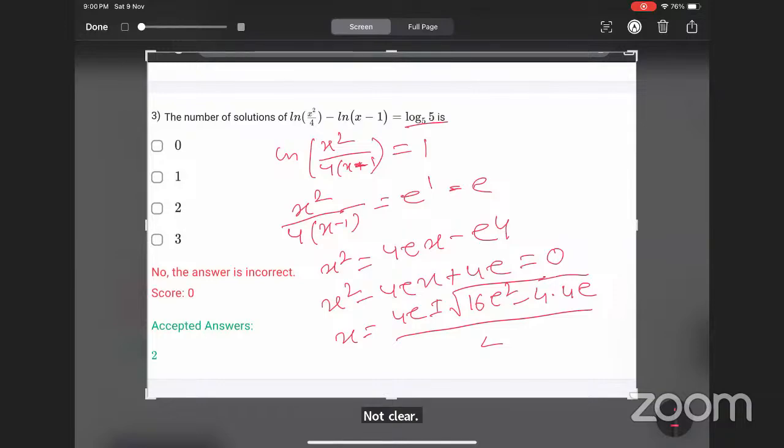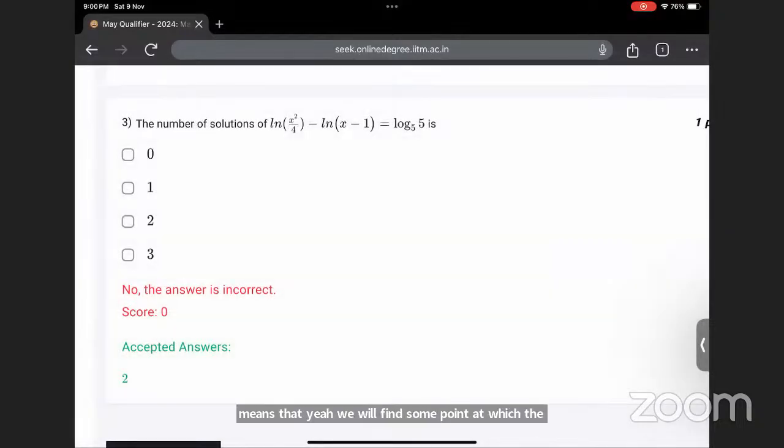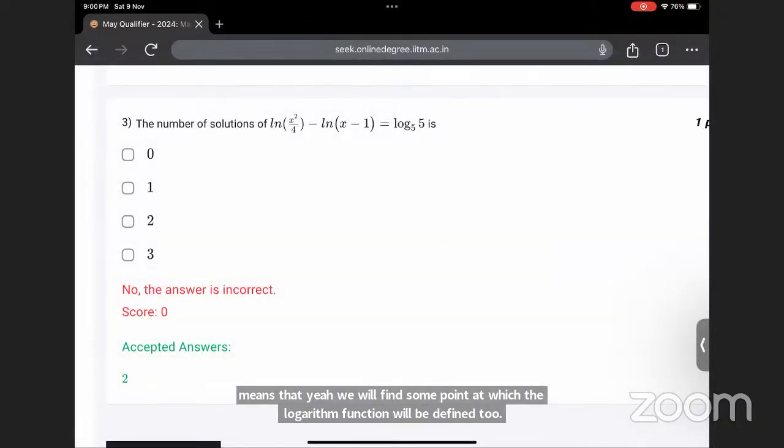Okay. So I guess you can now solve it, right? So the answer is 2, I can see. Yes, ma'am. That means we will find some point at which the logarithmic function will be defined too. It will not be 0 and 1. Yes, ma'am.